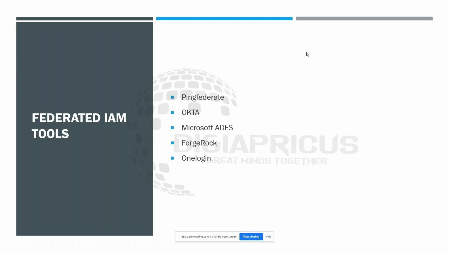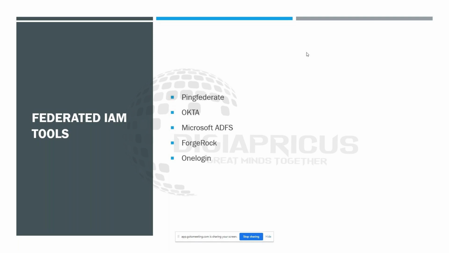If you take the current market, Ping Federate and Okta are high-demand tools. And Microsoft ADFS is only for on-premises. ADFS is an on-premises solution. Ping Federate is also an on-premises solution, not a cloud-based solution. But Okta is a cloud-based solution.